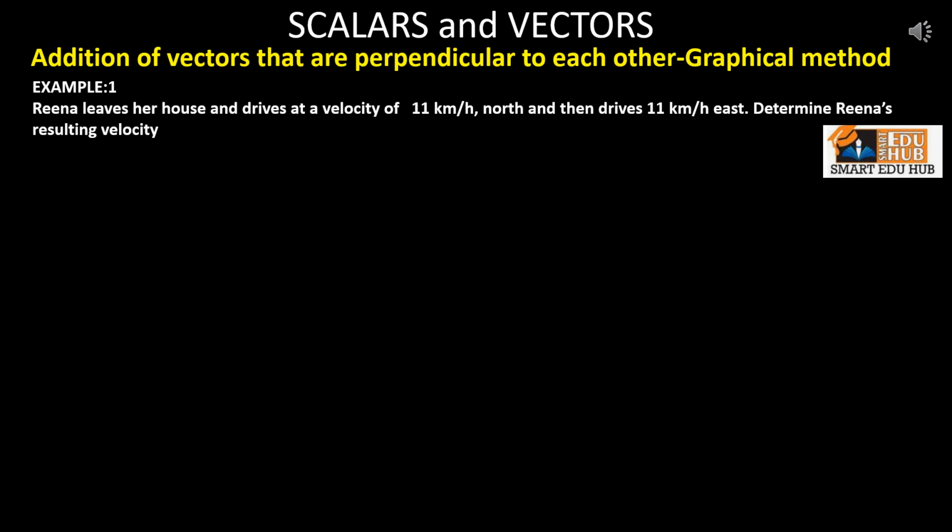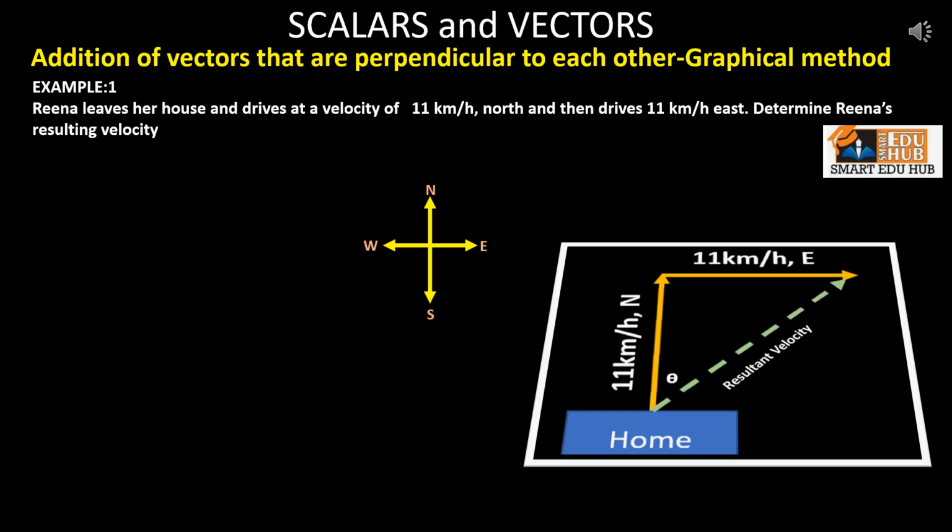Now let us determine the resultant of two vectors at right angles. In this example, it says that Rena leaves her house and drives at a velocity of 11 km per hour north and then drives 11 km per hour east. Determine Rena's resulting velocity. So first we need to know the four directions really well, as shown in the diagram.